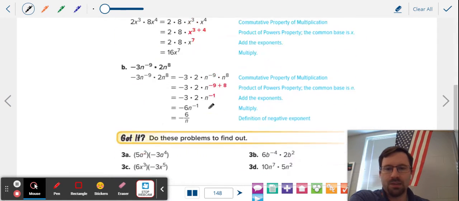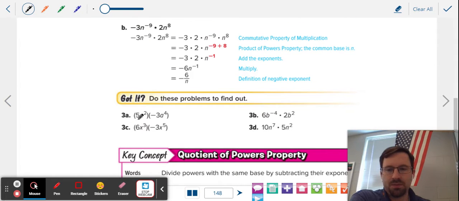Okay. Now, what do you do if there's numbers in front? Those are called coefficients. So first do those. 5 times negative 3 is negative 15. Then a squared and a to the fourth is a to the sixth.